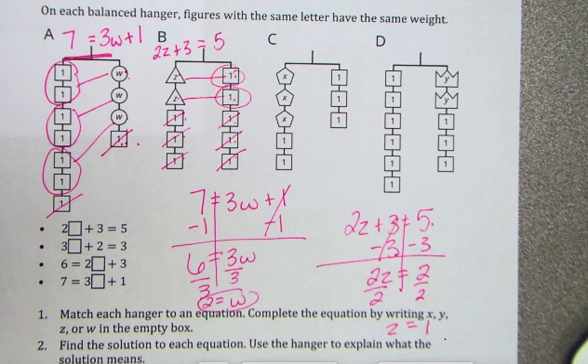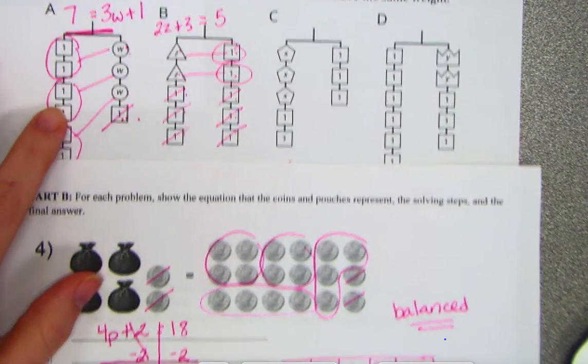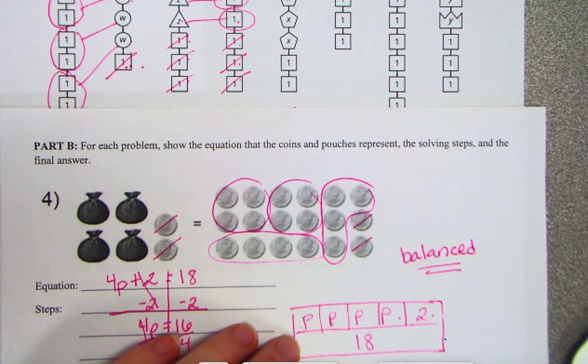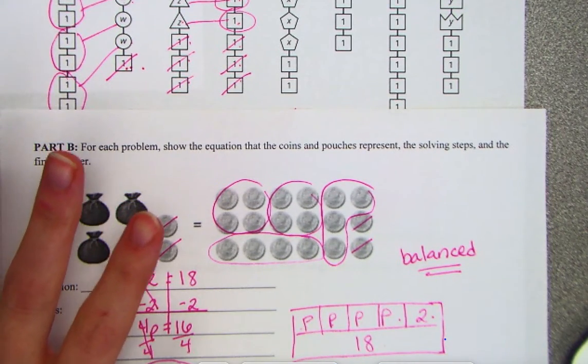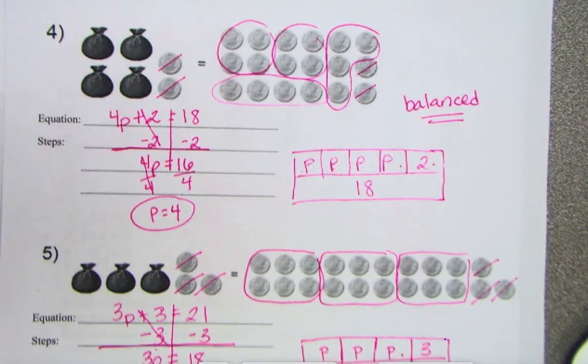Pretty simple. So you have 3 models. You have a hanger that you could draw. You have coins and pouches. You also have a tape diagram. And these are all positive numbers. And soon we will get into how to do these with negative numbers. Okay?